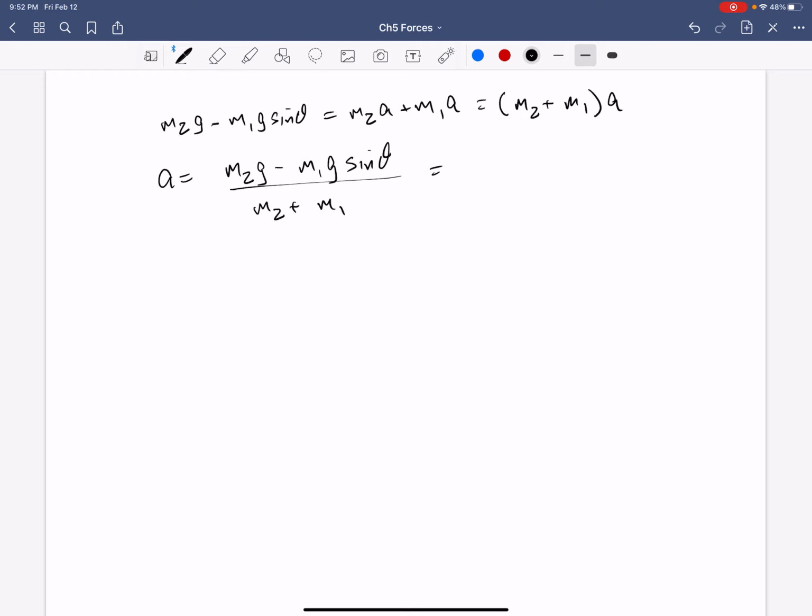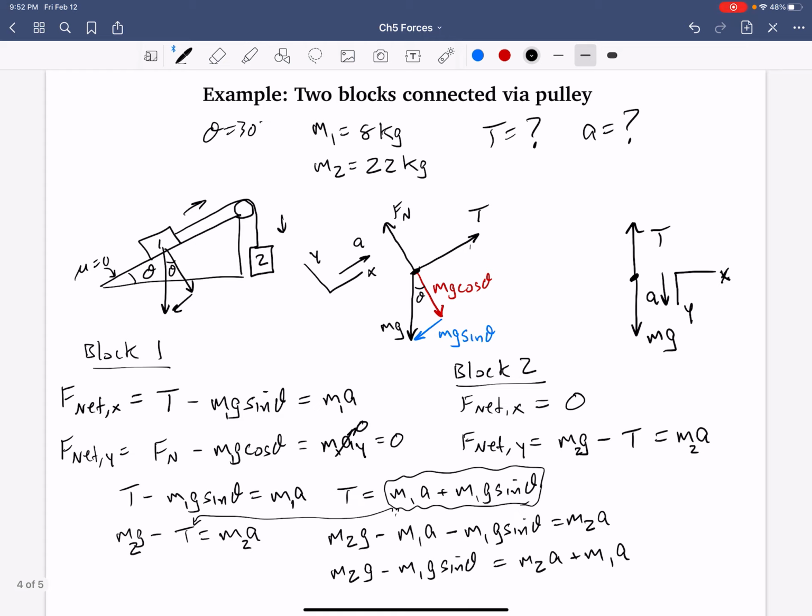So we should get a value of 5.89. At least that's what I got. I hope you get the same thing. If not, please let me know. Okay. And now that we know the value for the acceleration, we can take that value and plug it into either the equation there or this other equation right there and solve for t.